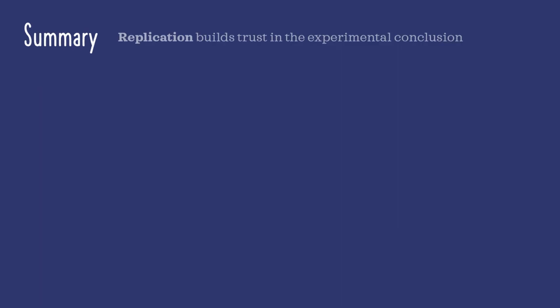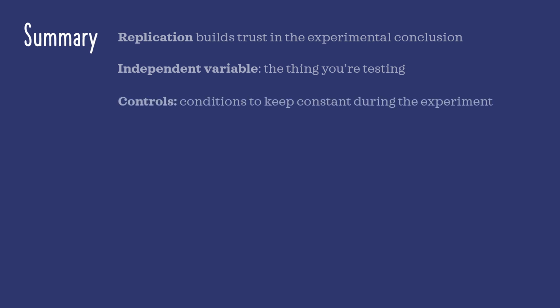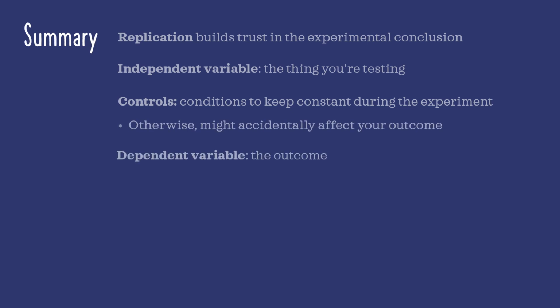In summary, you learned that experiments are replicated in order to build trust in your conclusions. You also learned some new terminology. The concept you're testing is called the independent variable, while the environmental conditions you keep constant during all your repeated trials are called controls. And the outcome is the dependent variable. This is what changes when you adjust your independent variable.